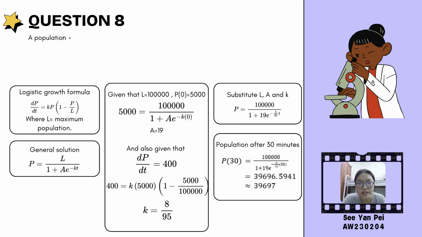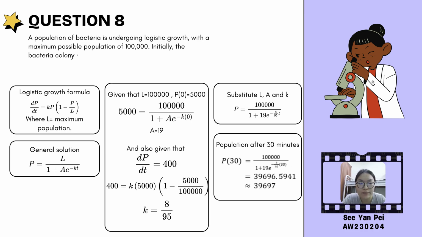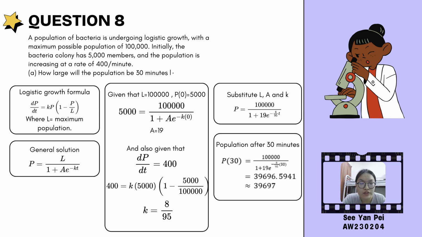Question 8 is about the population of bacteria. Now we need to find how large the population will be 30 minutes later. We can use the logistic formula to solve this question. Given that L equals 100,000 and the initial population equals 5,000, we can find A equals 19. And also given that the rate equals 400, then we can find K. Substitute L, A and K into the general solution, and we can find the population after 30 minutes.